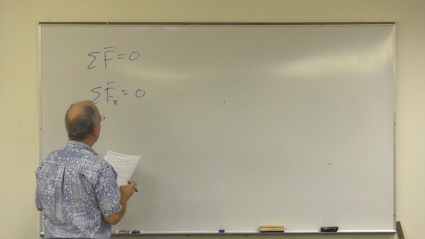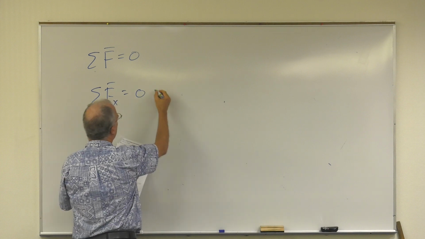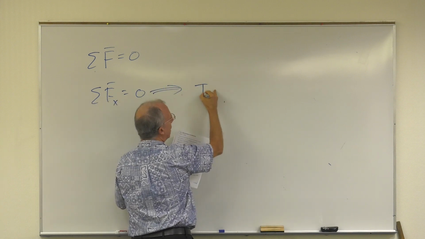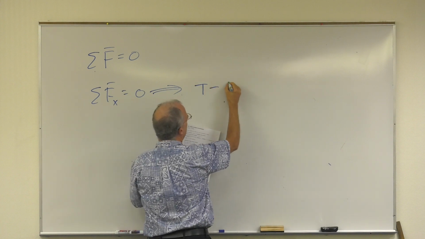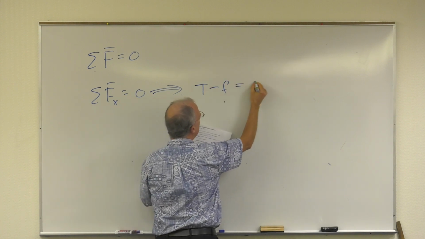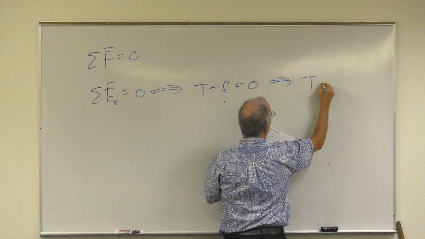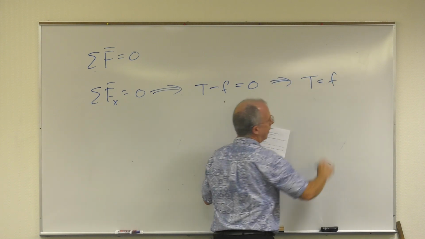Okay? So what does that mean? It means that the tension, which is to the right, minus F, which is to the left, has to equal 0. That just means T equals F, right?